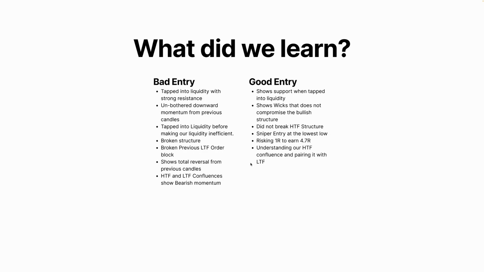Now, what we learned from this video is that with the bad entries, we tapped into liquidity with strong resistance and unbothered downward momentum from previous candles, and we tapped into liquidity before making our liquidity inefficient. So basically, our liquidity was already inefficient, and we tapped into it once, and we tapped into it again, making it prone to broken structure, which we did break. It also broke a previous low time frame order block as shown before, and it showed total reversals from previous candles, which we totally ignored.